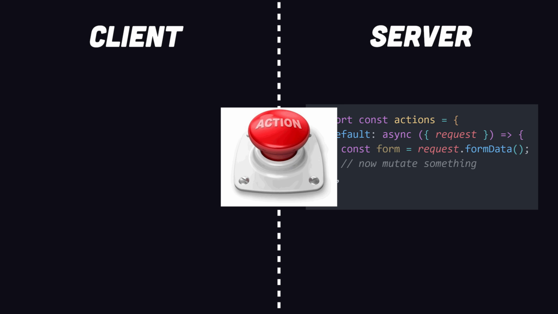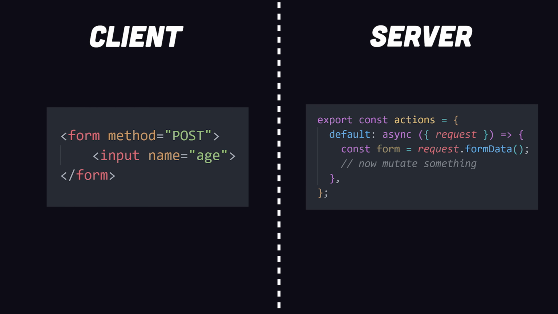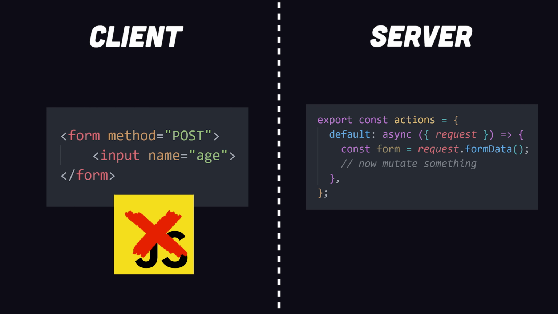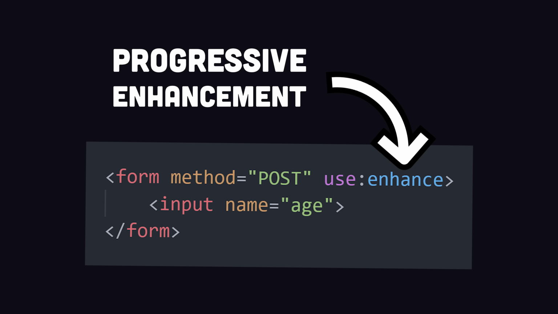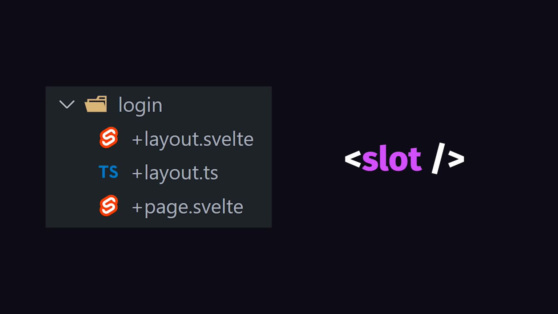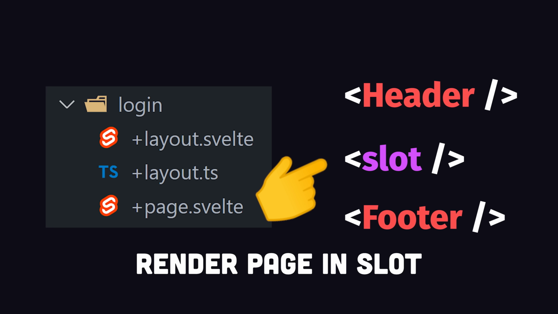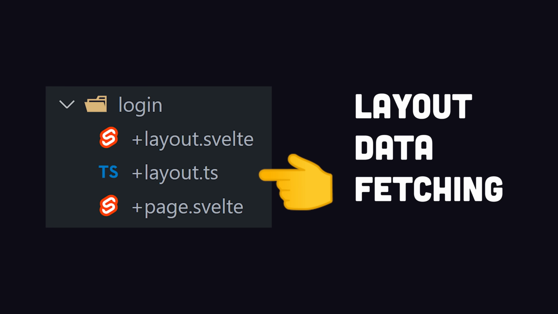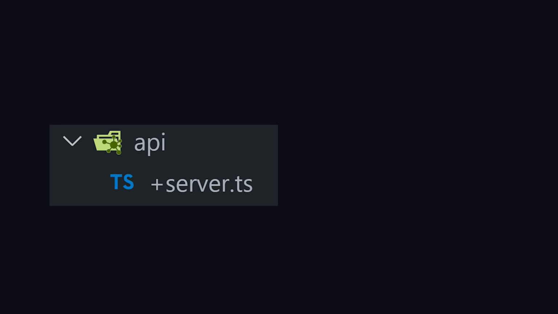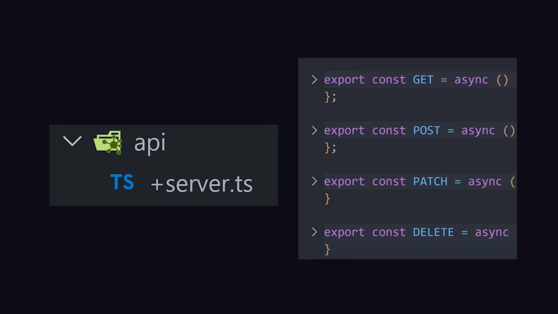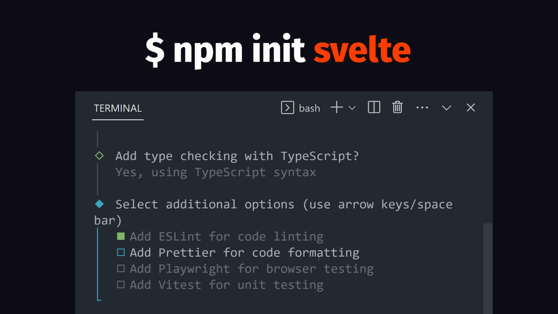Pages can also handle server-side actions like form submissions to update the current page with zero client-side JavaScript. Forms can then be progressively enhanced to improve the front-end user experience with JavaScript. In addition to pages, layouts can be used to share UI across multiple child routes, and they can even fetch their own data. And finally, we have server files that export functions like get, post, patch, and delete to build RESTful APIs.